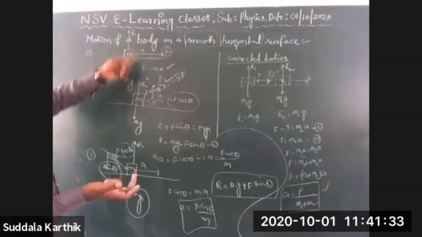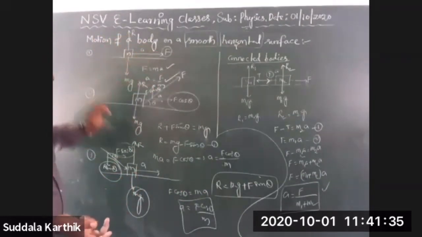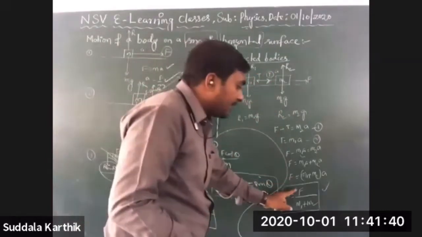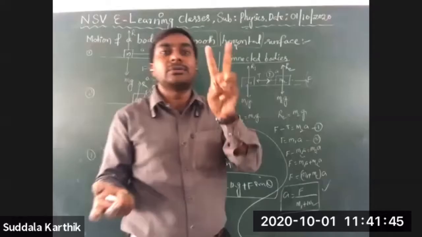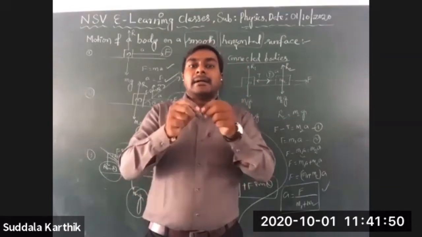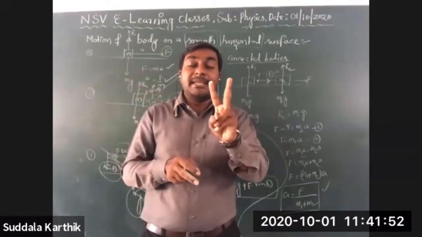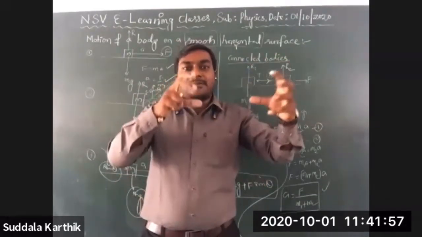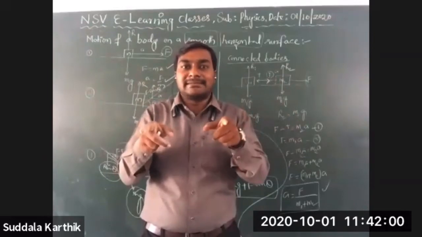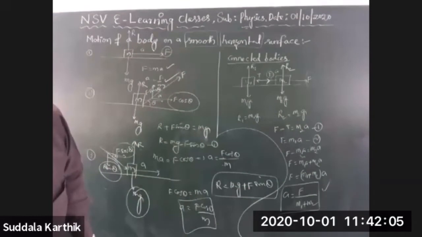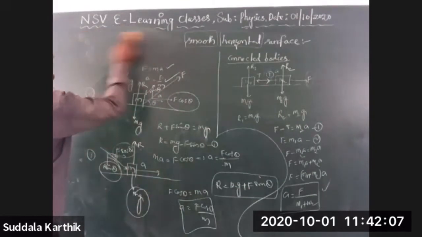Common acceleration in this case is F by M. For this case, F cos theta by M. For this case, F cos theta by M. For this case, F by M1 plus M2 for two bodies. Suppose I connect three bodies with two strings: first body, second body, third body. Two strings are there, and there also you can calculate like two bodies.